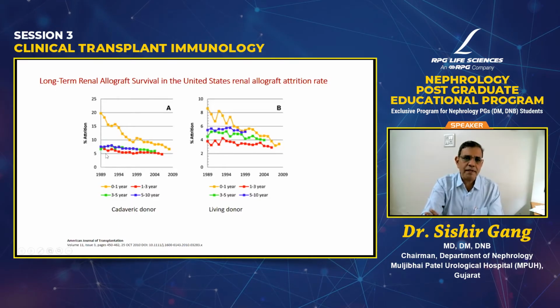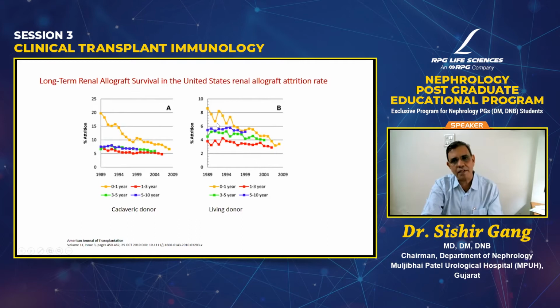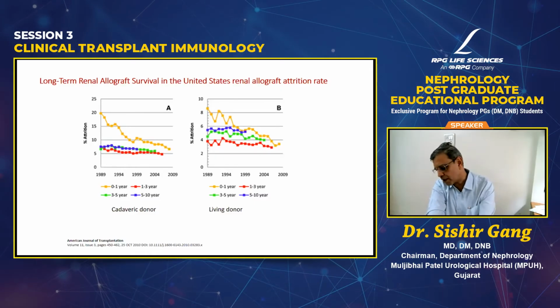Over the subsequent years, usually the graft loss is about 6 to 7% in the cadaveric transplant. The similar story is there in living donor transplant. The first year graft loss used to be about 8 to 10%, which has now come down to less than 4%. But still, over the years, there is an attrition of about 4 to 6% of grafts lost every year. So the half-life of the graft is anywhere from 8 to 12 years. Now, why do we lose our grafts?